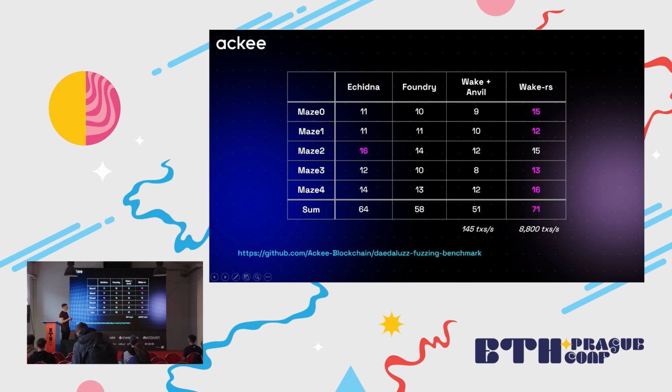I've also added here how fast we were able to submit or send transactions. So with Wake plus Anvil, we've achieved around 145 transactions per second, while with Wake RS, which means Wake plus the Rust execution engine, we've achieved almost 9,000 transactions per second. That's almost 60x speed up. That's quite a lot. And as you can even see on the results, it helped us to basically make Wake RS, or Wake plus the Rust part, the most efficient framework for fuzzing in terms of black box fuzzing and also of this benchmark.